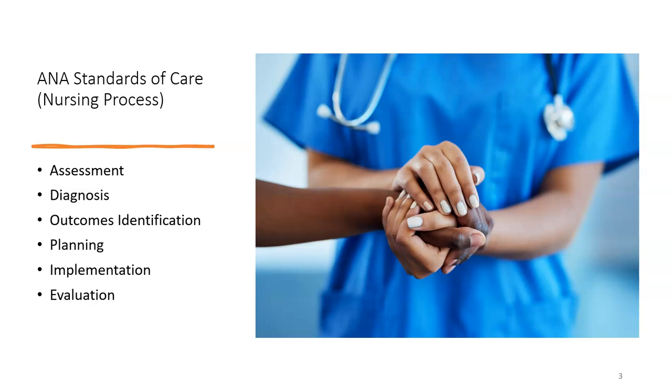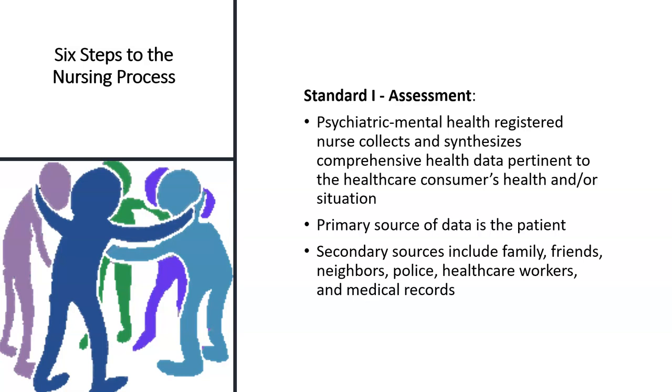The ANA standards of care, the nursing process, this is something you've seen before. This is how, as nurses, we kind of do things. We start with assessing, we end with evaluation. When we're assessing, specifically in psychiatry, we are assessing this data. We're looking at what the patient's doing. We are looking at the cultural, the social factors that influence health.